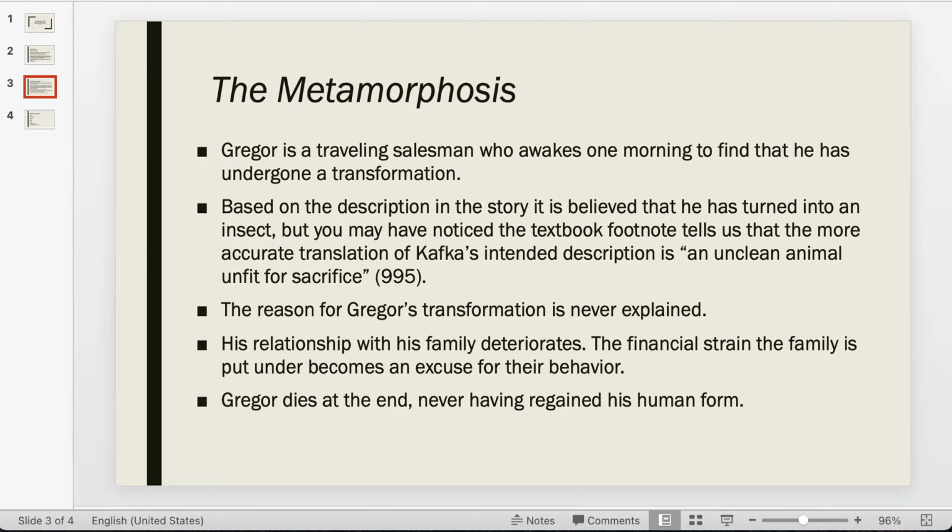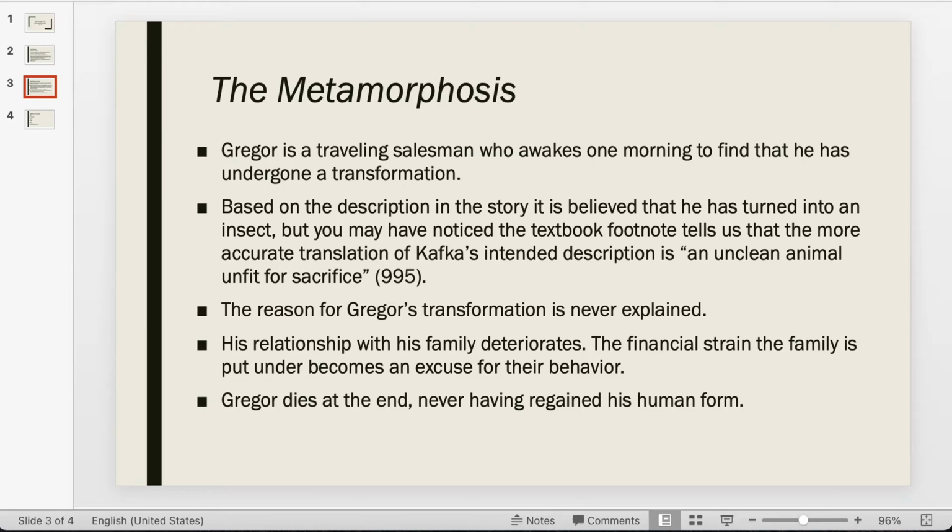Based on the description we have in the story, it's believed that he has turned into an insect, but you may have noticed from footnotes, or if you've looked up anything about the story, that we never really find out what he's transformed into. A lot of students will picture that Gregor is a cockroach. That's the popular perspective of him. Or people will think that maybe something like an ant. If you pictured either of those insects or something else, that's okay. We don't actually get a clear translation of what he is.